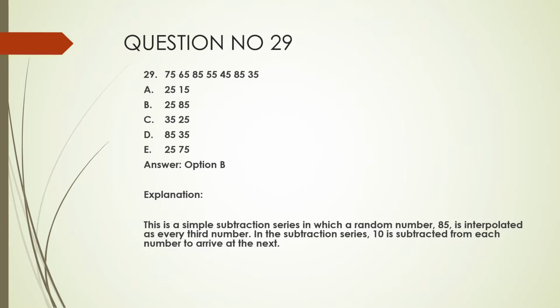Next question. 75, 65, 85, 55, 45, 85, 35. Similar to the previous questions, here also you can see one constant, that is 85. If we are avoiding this 85, you will be getting a pattern. 75 became 65, 65 to 55, 55 to 45, 45 to 35, and the next figure will be 25, and the constant will repeat after every two figures. So you got 85 as the next letter. So 25 and 85. Answer is B.